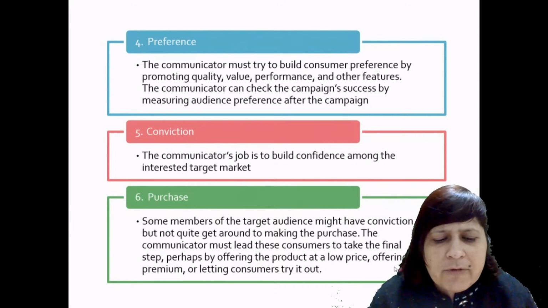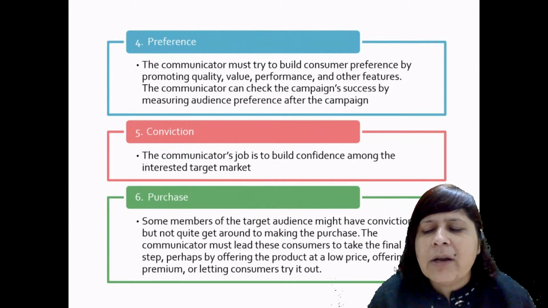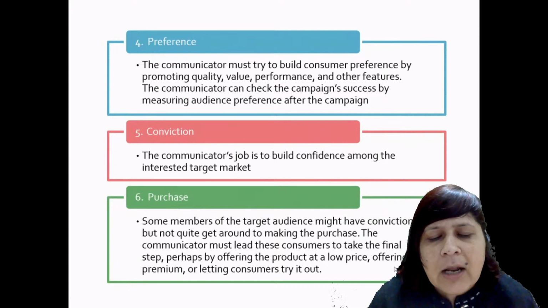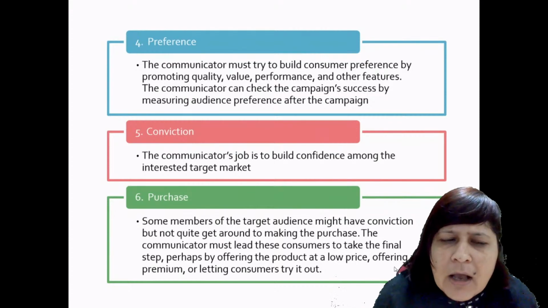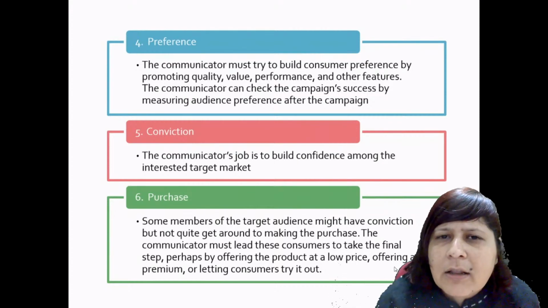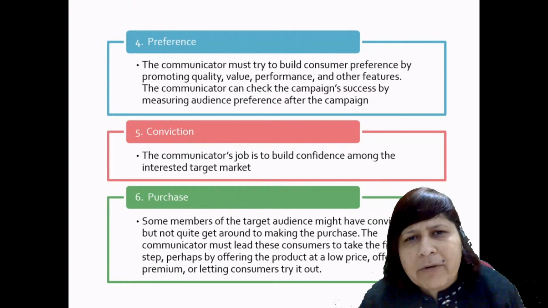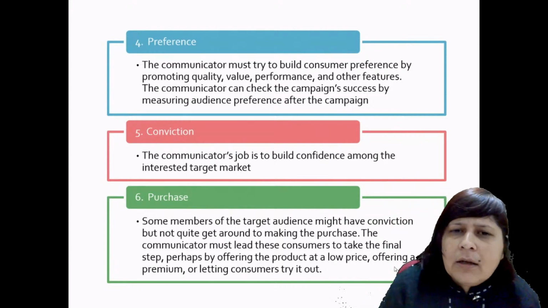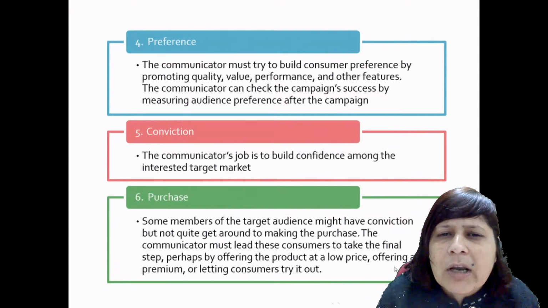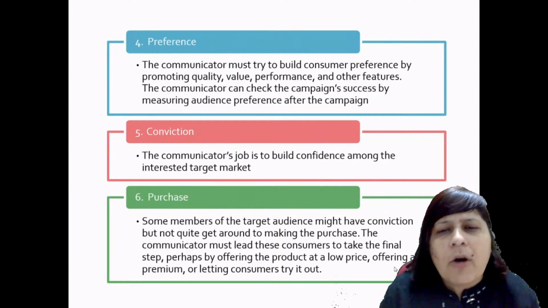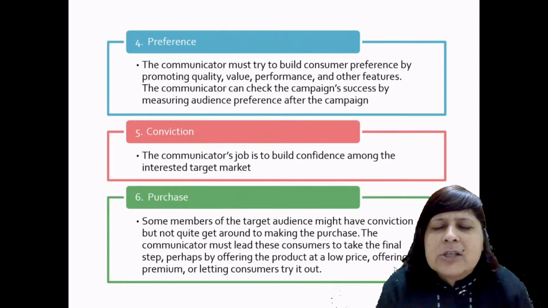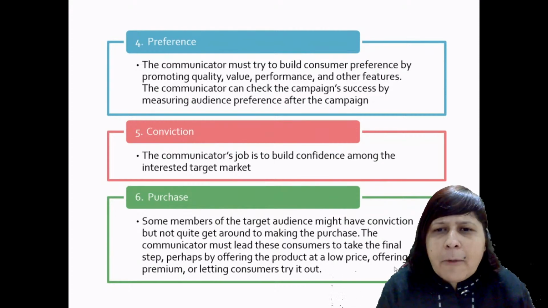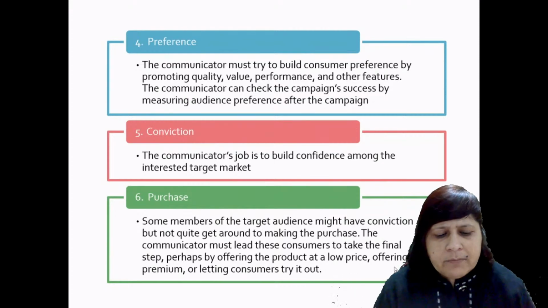The next is conviction. The communicator's job is to build confidence among the interested target audience. After communicating the product according to their preferences, the important thing is to build confidence among the interested target audience that yes, this product and our brand will meet your needs and wants.